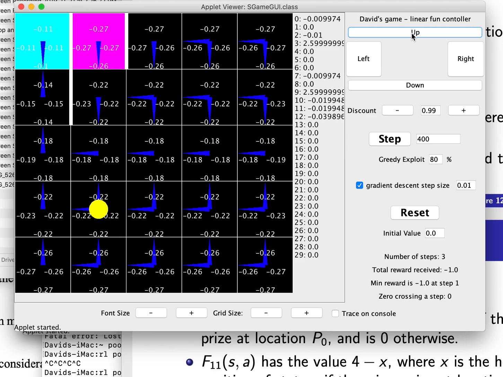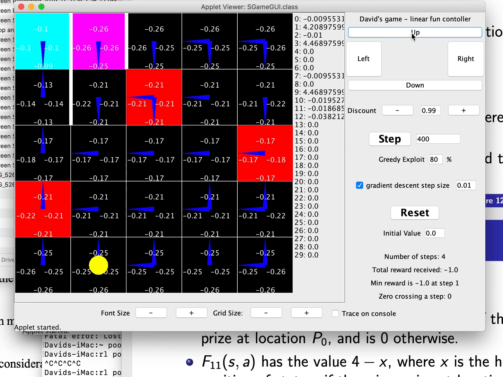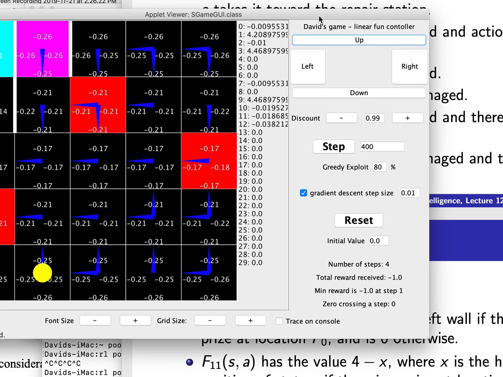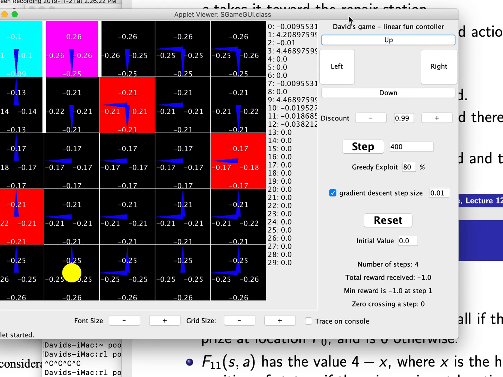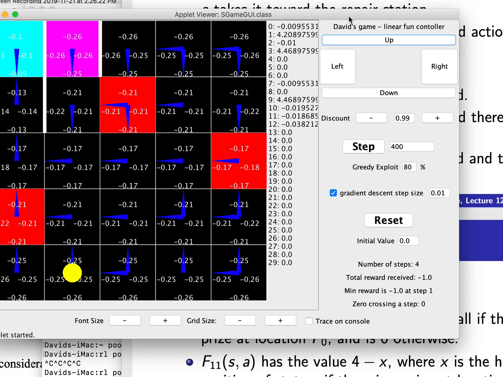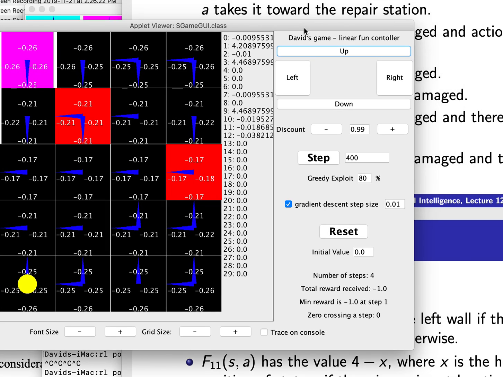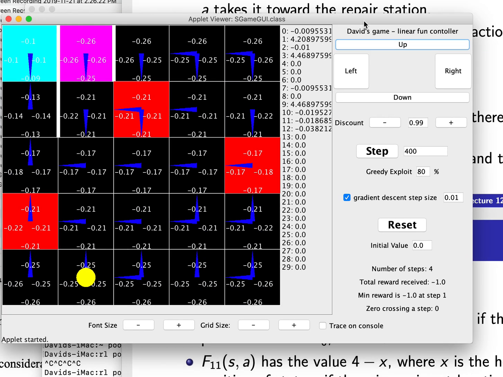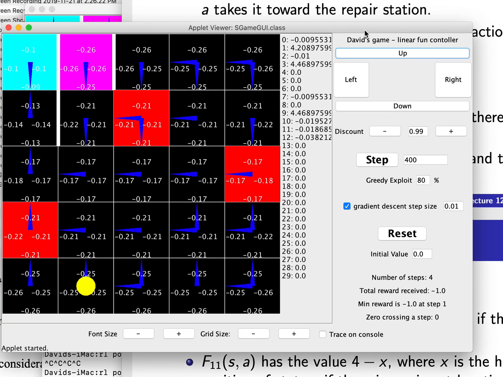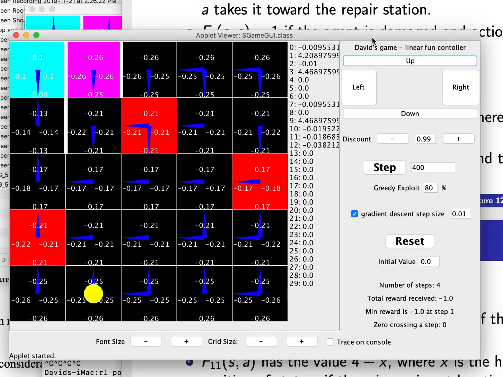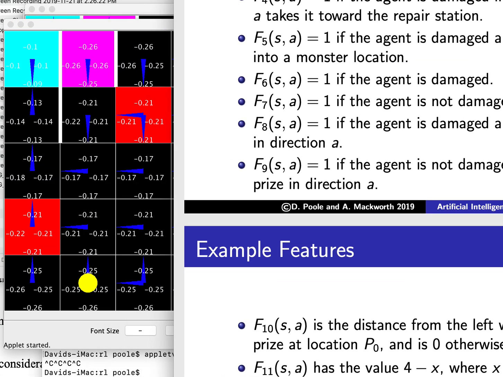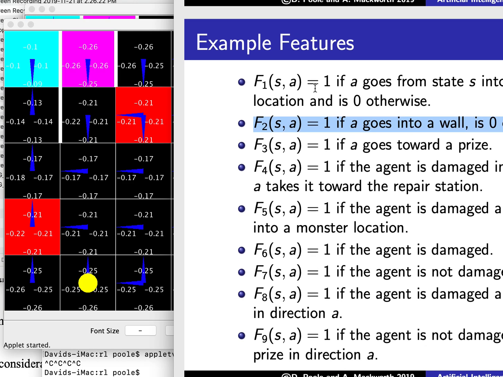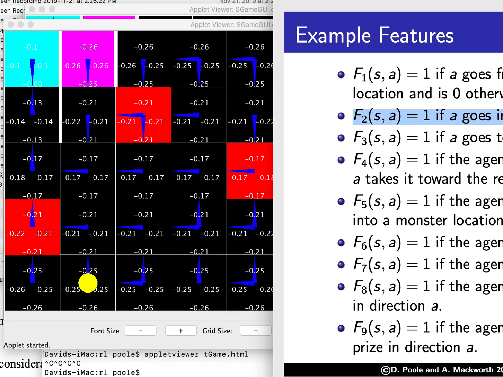We could train it, we could let it go up. It's also learned that it's good to go... oh, it's only done 4 steps, and it's already getting this idea. F1 is the agent goes to the monster location. It's learned it's worth going to a monster location.